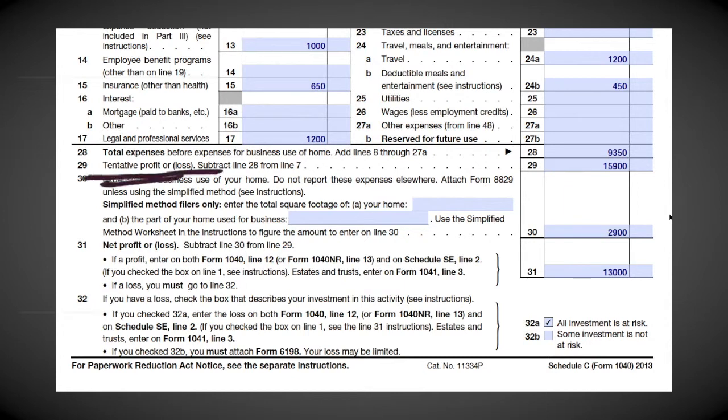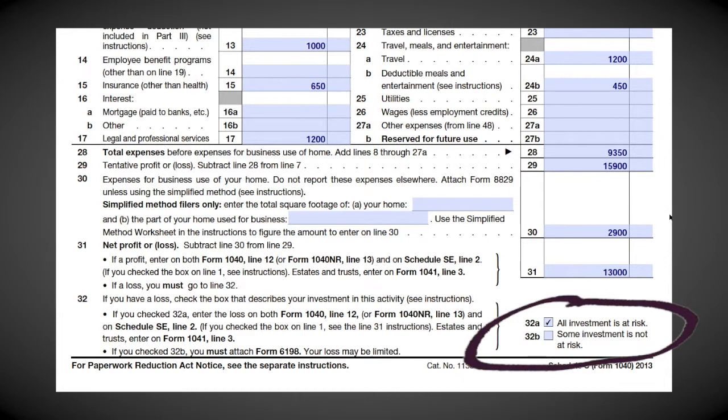At the bottom of the form, total income minus total expenses gives tentative profit on line 29. If you have a home office, the deduction is calculated on Form 8829, or you can use the simplified method right on this form and the deduction is reported on line 30. Net profit or loss is then reported on line 31. The final questions at the bottom ask if you are at risk of losing your investment. If you are the only owner that has invested money and assets in the business, then you would answer all of your investment is at risk.